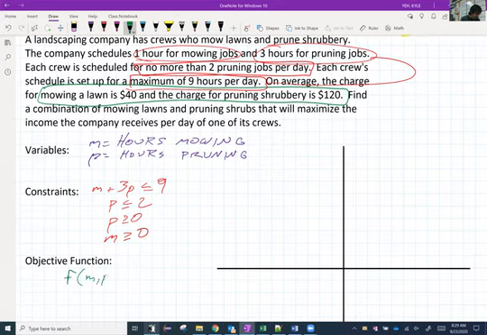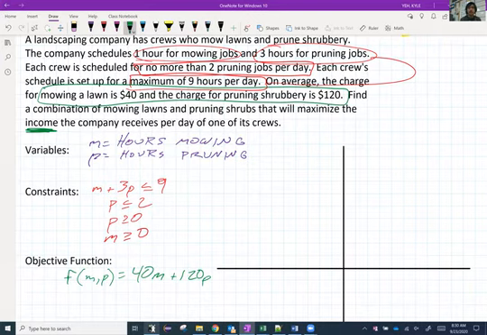And then my objective function, f of m comma p, f of my 2 variables. So what am I trying to do? I'm trying to figure out how to maximize the income. So how do I calculate my income? Well, it looks like 40 for every mowing job plus 120 for every pruning shrubbery job. So that's what I will use in my table.